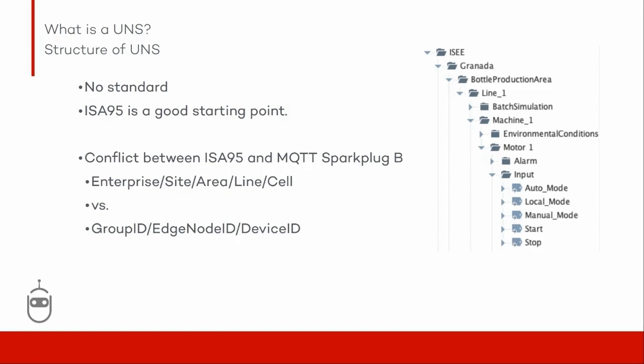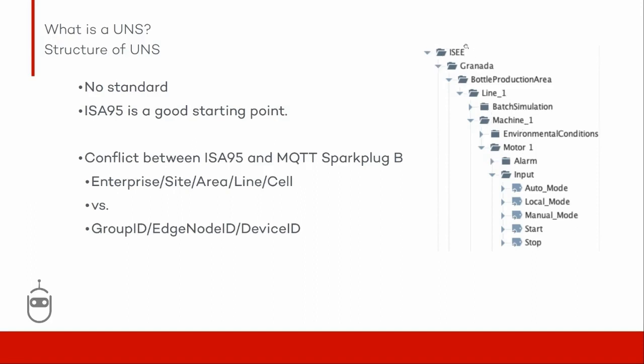So then a natural next step would be to talk about the structure of the UNS. And this was actually an interesting thing because there is no standard on how to structure your UNS. This all comes down to what type of structure you already have, and how you want to structure all your things here. But a good starting point, if you don't have anything else in the beginning, is the ISA-95 to get started. So the ISA-95 standard gives you an enterprise, then a site, an area, a line, and lastly a machine or a cell. So the structure would look like this.